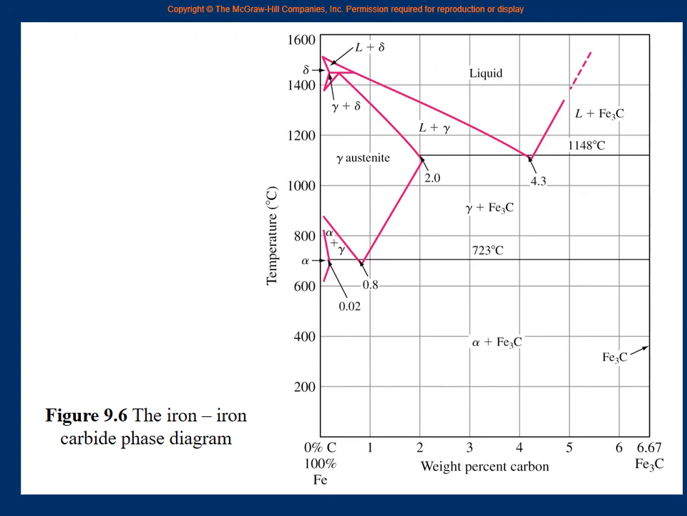The temperatures, if you remember, are very important. 723 Celsius is the eutectoid temperature. 1148 Celsius is the eutectic temperature. So these two are important. 723 is the eutectoid temperature because here the eutectoid reaction happens. And 1148 is the eutectic temperature because here the eutectic reaction takes place. Otherwise, you know that at room temperature we have alpha, 700 plus we become gamma, 1400 plus we become delta, right, and so on. So this is the iron carbide phase diagram.